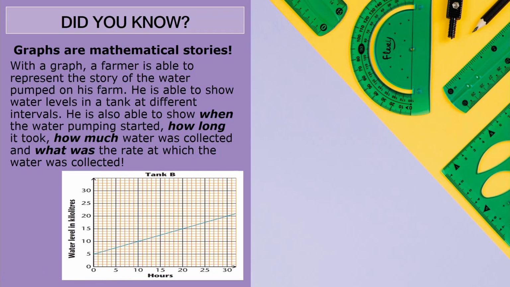With a graph, a farmer is able to represent the story of the water pumped on his farm. He's able to show water levels in a tank at different intervals. He's also able to show when the water pumping started, how long it took, how much water was collected, and what was the rate at which the water was collected.